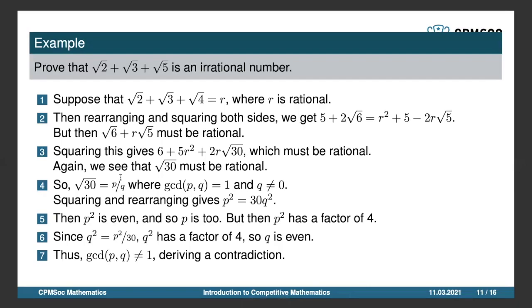So this is where we get our contradiction, because we got the result of P being even and Q being even, but this contradicts the assumption that GCD of P and Q has to be 1. That's where we get our contradiction. So since our contradiction came from the first step of assuming the original number is rational, that's why we get square root 2 plus square root 3 plus square root 5 is irrational.